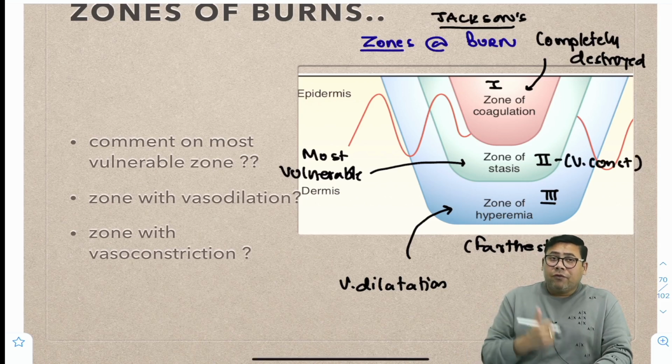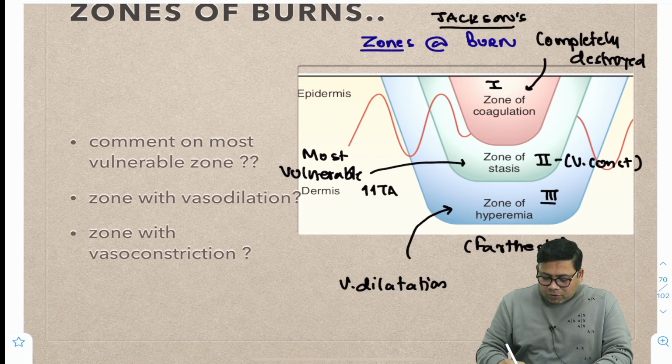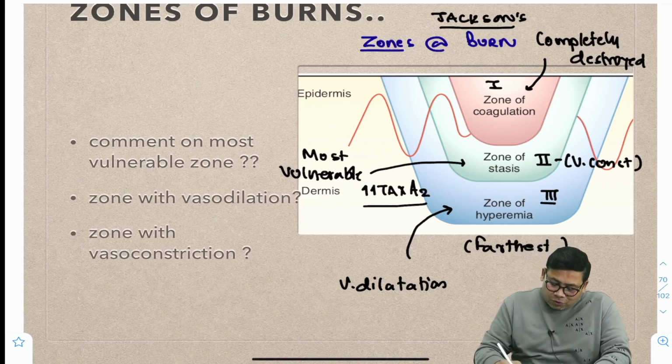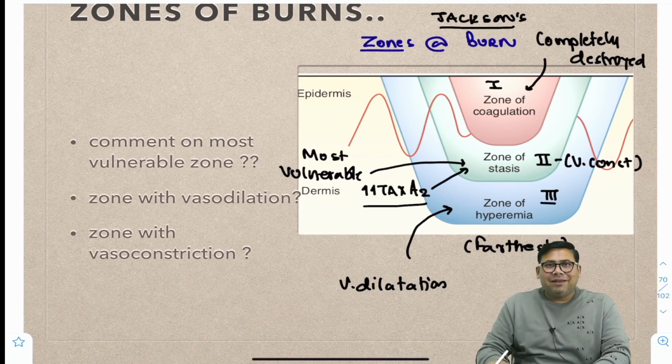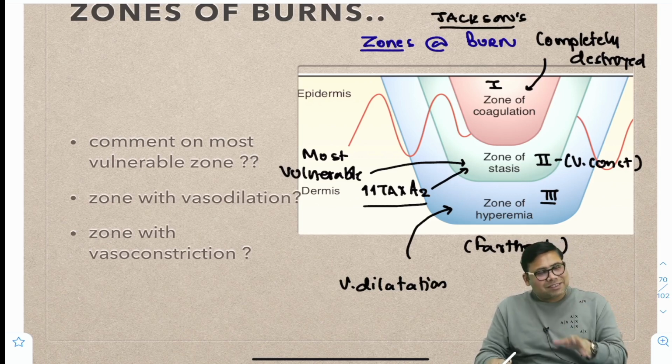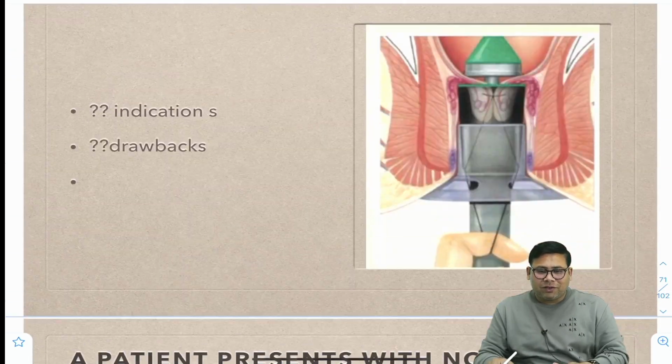There are a lot of questions related to this. One more is, in which zone do you see an increase in thromboxane A2? Thromboxane A2 increases only when you have endothelial injury, and it is zone 2. So zone 2 is the zone where you see an increase in thromboxane A2. More of the burn in a different video. Since this is a rapid fire, we need to discuss a lot of other things also.